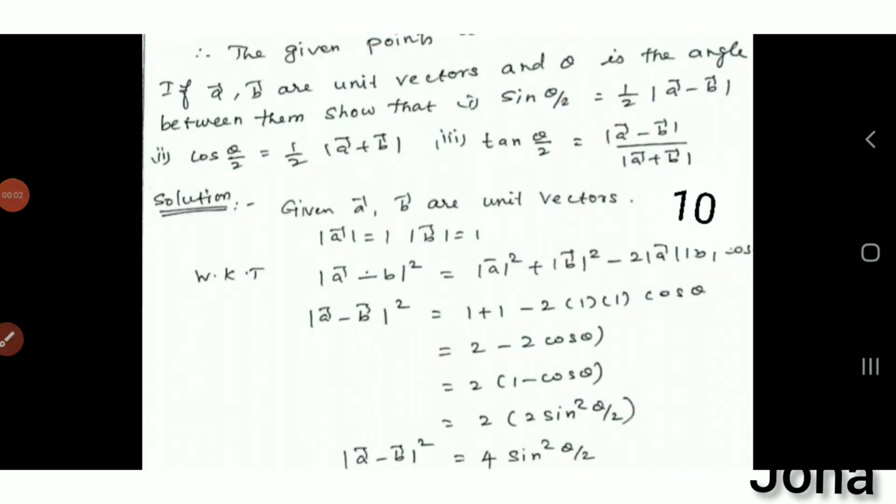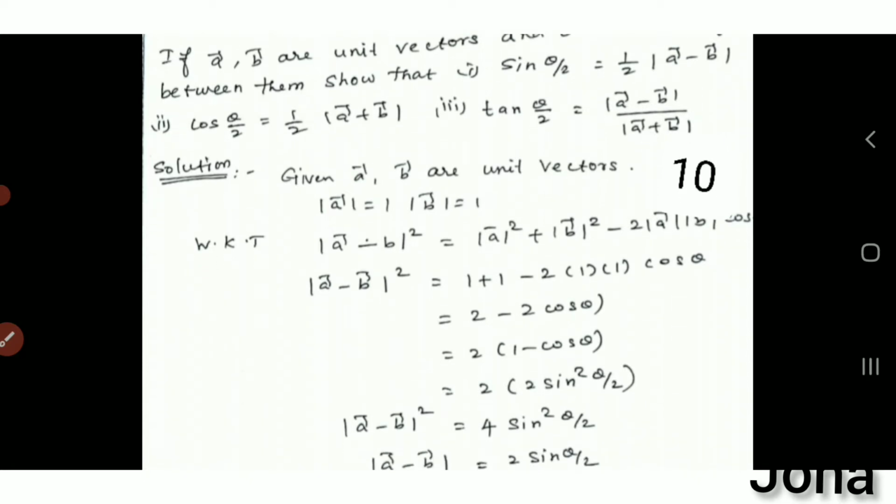Tenth sum: if A vector and B vector are unit vectors and theta is the angle between them, show that sin theta by 2 equals 1 by 2 modulus of A vector minus B vector. We can find these one by one. The first division: we want to prove sin theta by 2 equals 1 by 2 into modulus of A vector minus B vector.